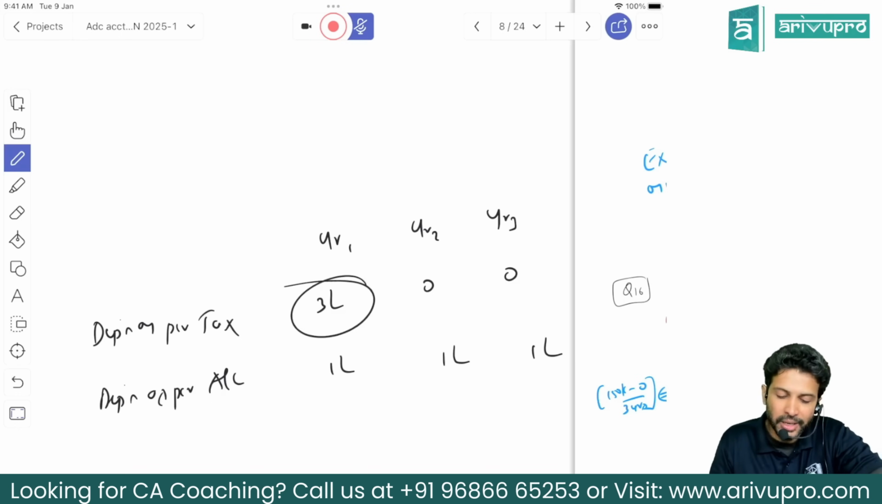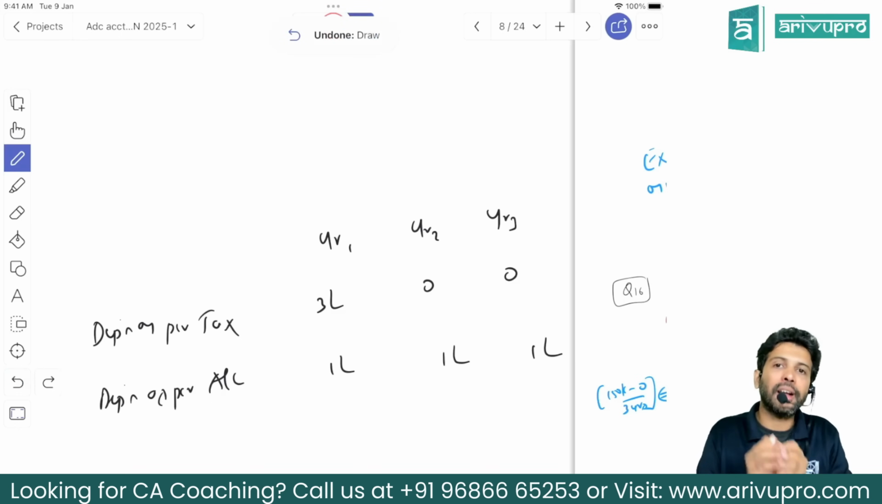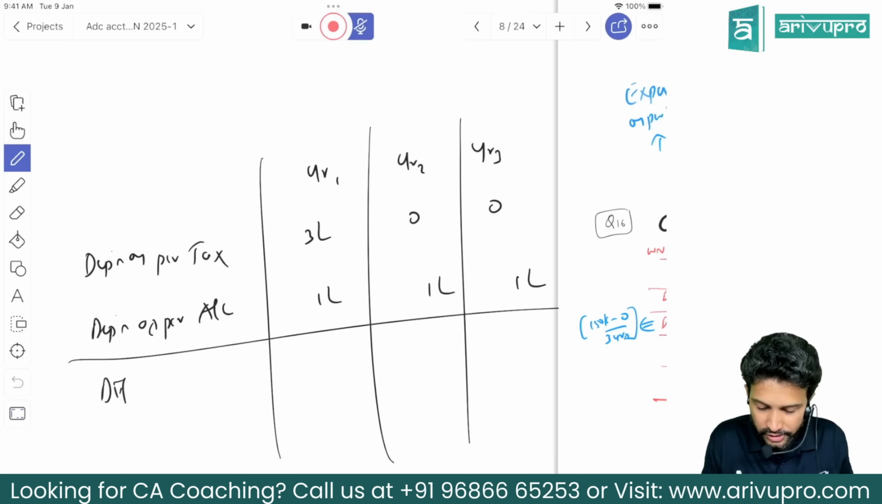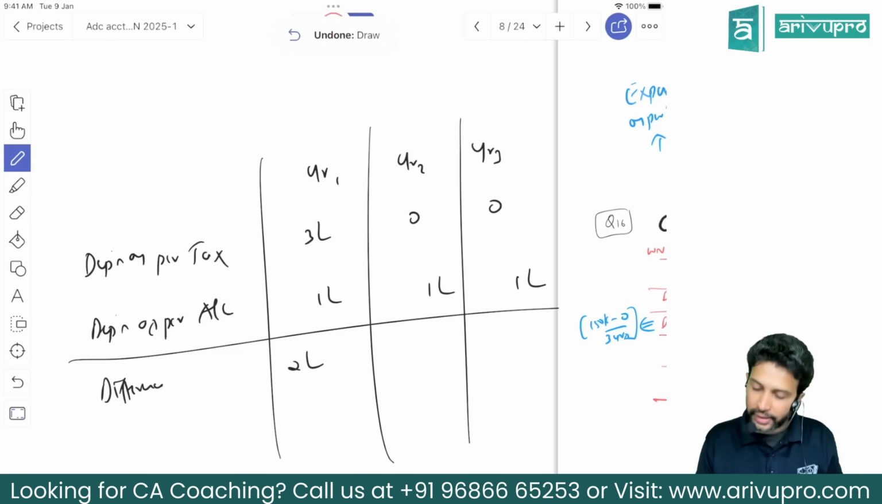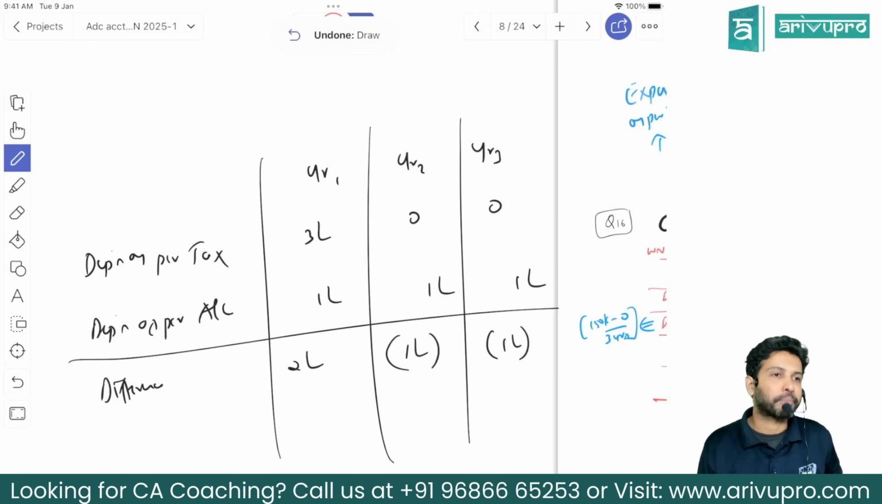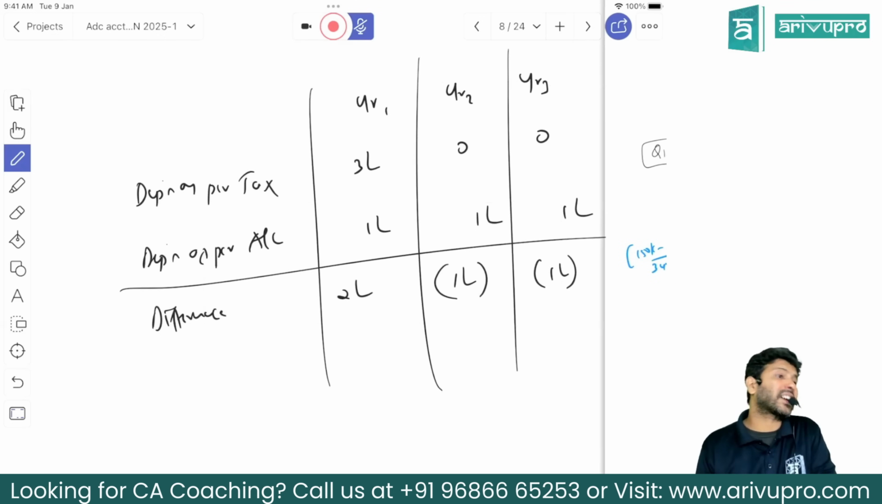So in tax, you claimed 100% depreciation in the first year. In accounts, you're claiming it over 3 years. So is it matching or is there a difference? This you guide me. How much is the difference? 3 lakh minus 1 lakh is how much? 2 lakh. Here the difference is 0 minus 1 lakh, negative 1 lakh. Any problem? Now, on the difference, will you create DTA, DTL or tax rate?